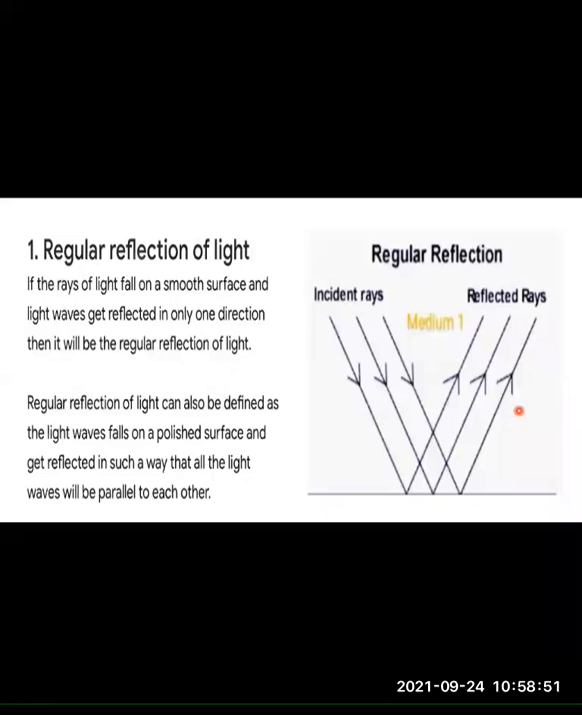Definitely, this is the reason why the image that will be formed will be uniform. An example is when you are looking at yourself in the plane mirror, you can see yourself nice and clear. So that is an example of regular reflection of light. This is the best example I can show you with the help of a picture for regular reflection.